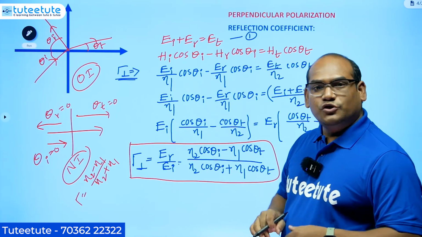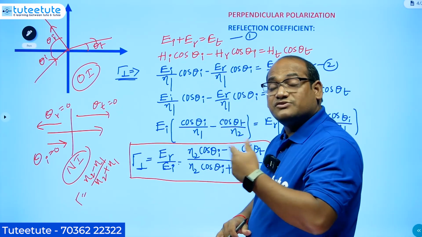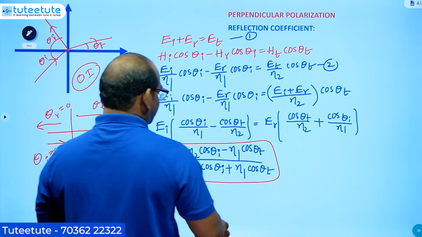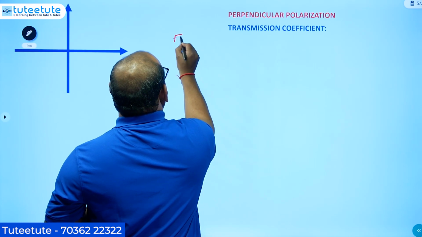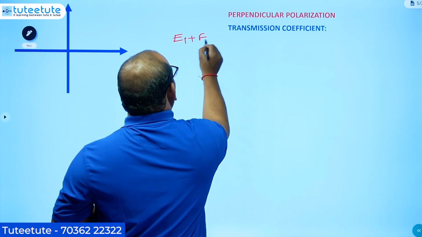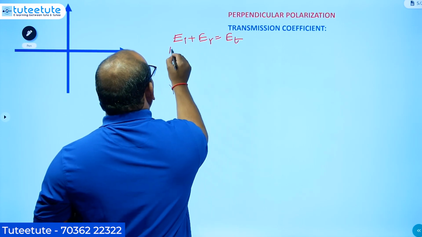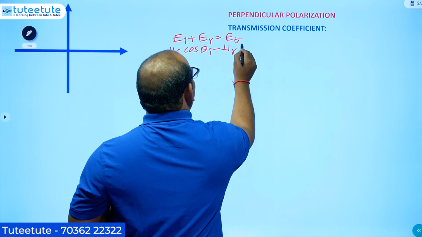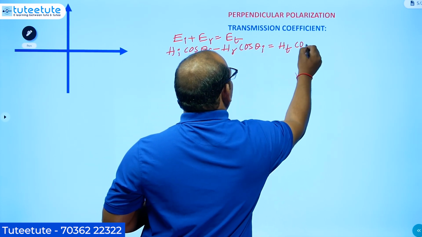So this is the equation you need to remember, and this is just the reflection coefficient only. Next we are going to see the transmission coefficient also. Okay. That is what we are going to see now. So for the explanation purpose, I will take the equations again. So EI plus ER is equal to ET, and then HI cos theta I minus HR cos theta I is equal to HT cos theta T.